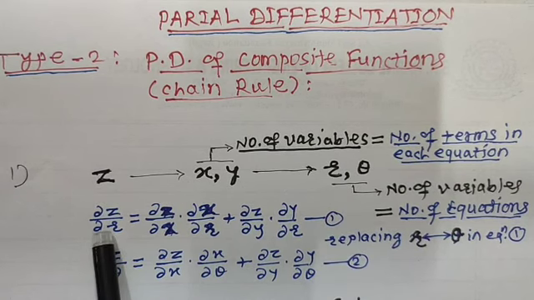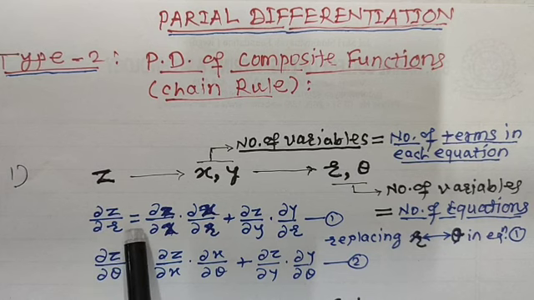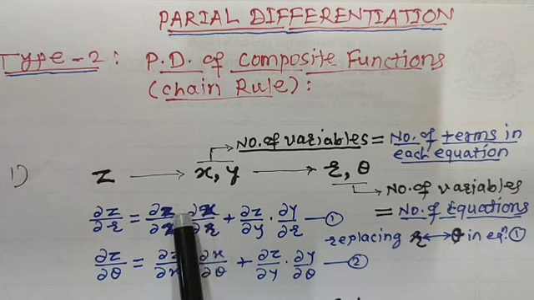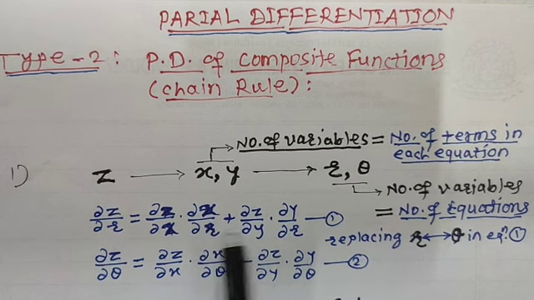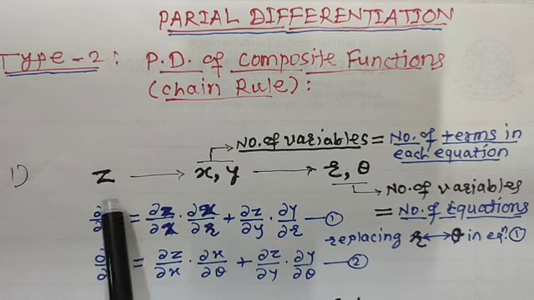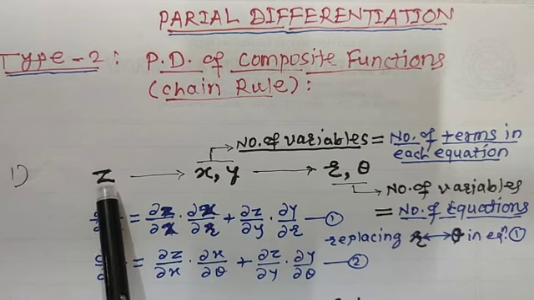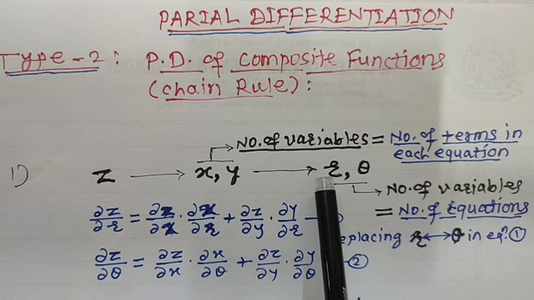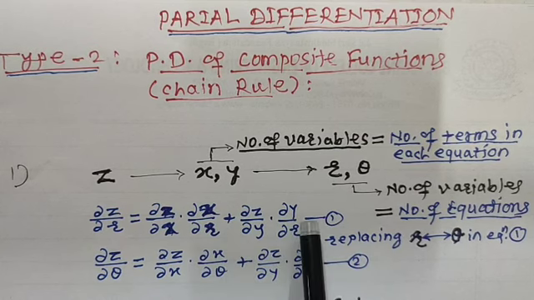That's why the partial derivative of z with respect to r is equal to the partial derivative of z with respect to x multiplied by the partial derivative of x with respect to r. That is the first term. Then plus the partial derivative of z with respect to y into the partial derivative of y with respect to r. That gives the second term. In this way the first equation is obtained.